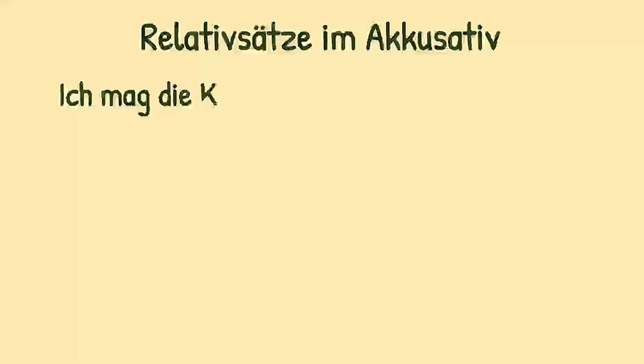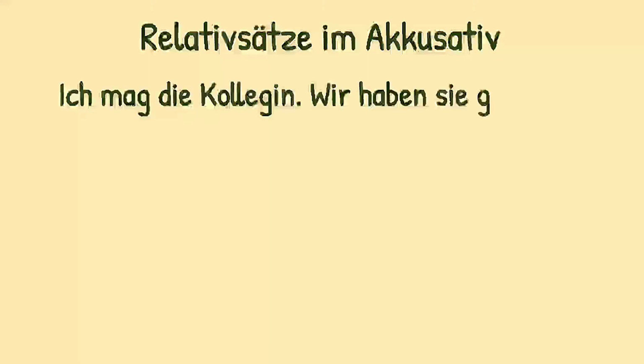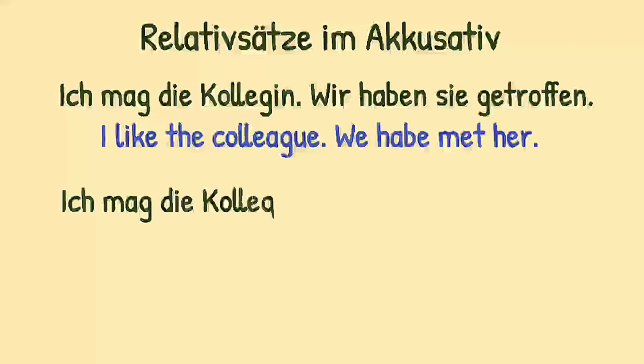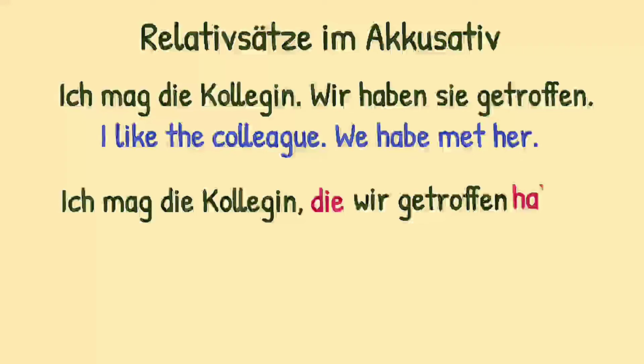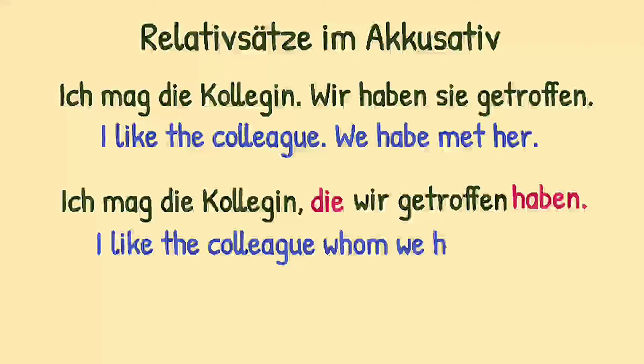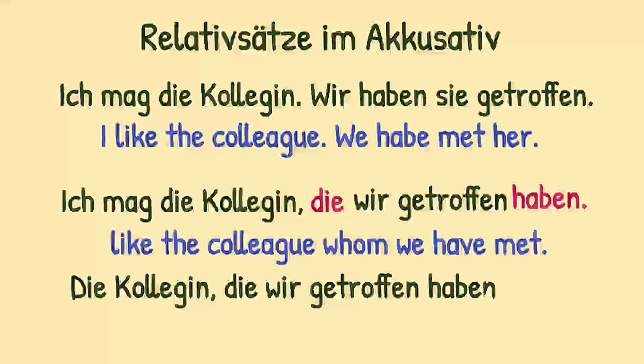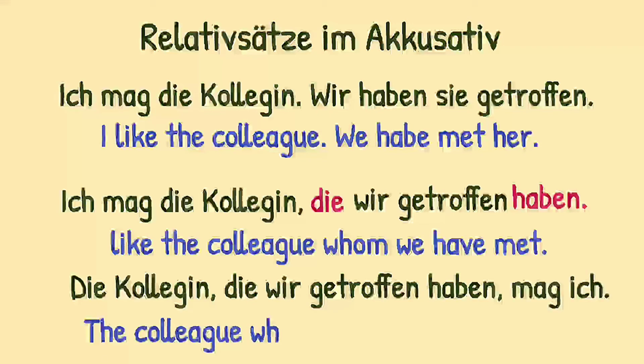Relativsätze im Akkusativ. Ich mag die Kollegin. Wir haben sie getroffen. I like the colleague. We have met her. Ich mag die Kollegin, die wir getroffen haben. So, die is the relative pronoun and the verb is at the end of the sentence. I like the colleague whom we have met. Die Kollegin, die wir getroffen haben, mag ich. So this is another way of making relative sentences. The colleague whom we have met, I like her.